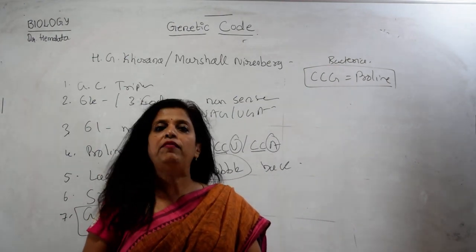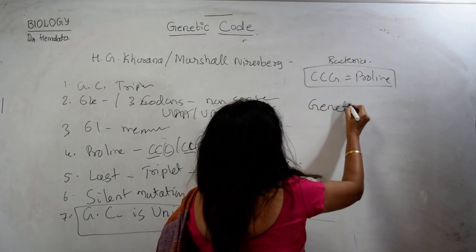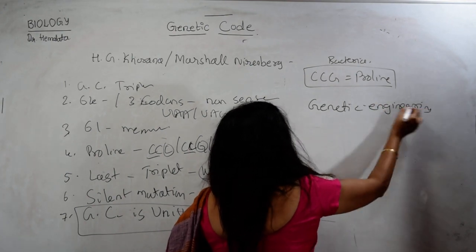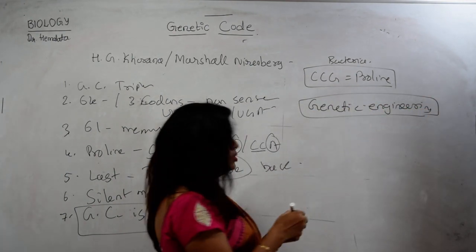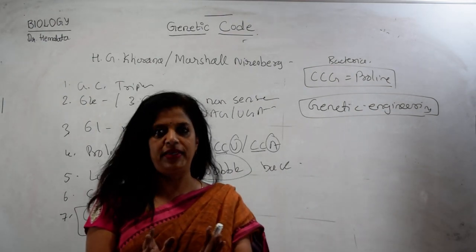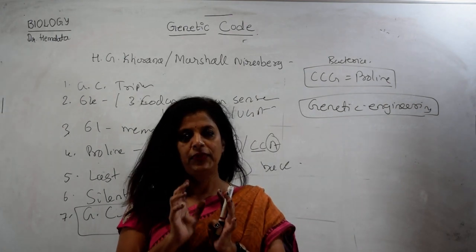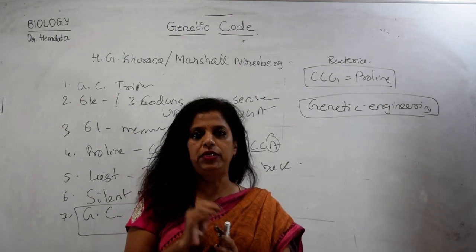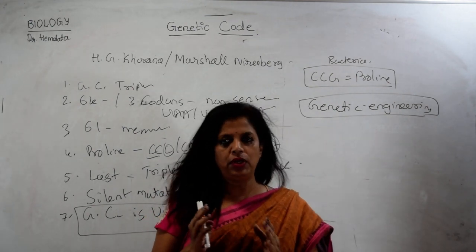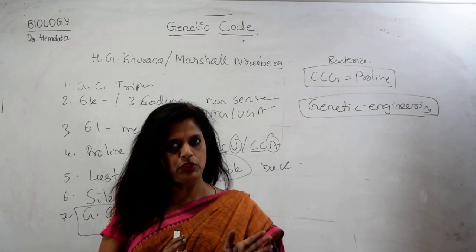That is the reason why a new technology has come nowadays, that is genetic engineering. What is genetic engineering? Genes are engineered. Engineering is cutting and patching. Suppose in humans, the insulin-producing gene is defective. I am directly giving you the application. I hope you know the function of insulin. In the liver, insulin helps in the conversion of excessive glucose into glycogen.